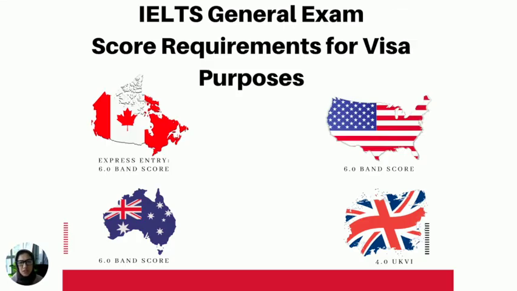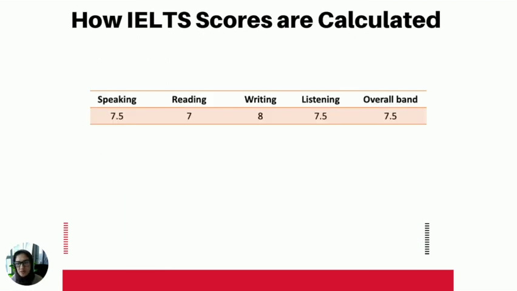So let's continue to discuss the score requirements for visa purposes for the IELTS General Examination. For instance, for Express Entry, you would need to score a 6.0 overall band for Canada, and for the US you would need a 6.0 band score, and for the UK you would require a 4.0 for a UK visa, and for Australia you would need a 6.0. So these are very important numbers to keep in mind when you are applying for your visa.